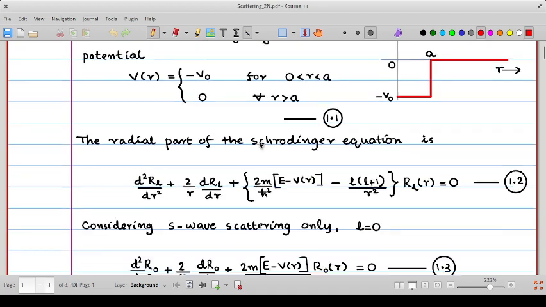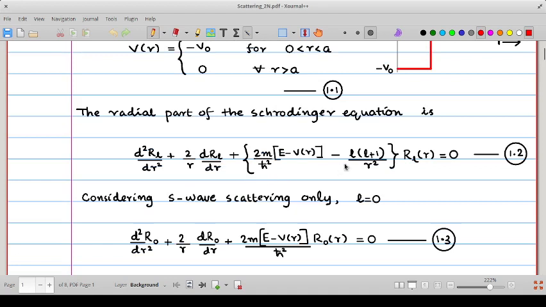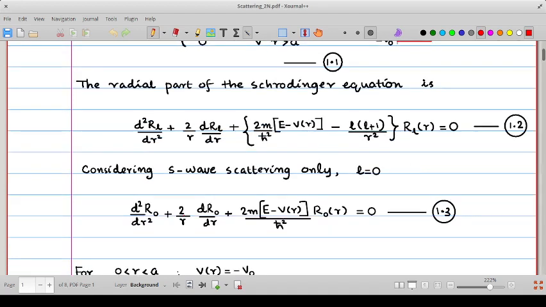The radial part of the Schrodinger equation is given by equation 1.2. If we restrict ourselves to the l equal to 0 partial wave, that is the S wave only, this equation becomes d²R0/dr² plus 2/r times dR0/dr plus 2m(E minus V(r))/ħ² times R0(r) equals 0.